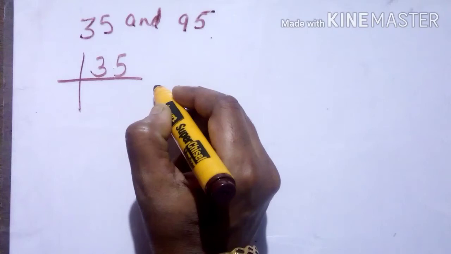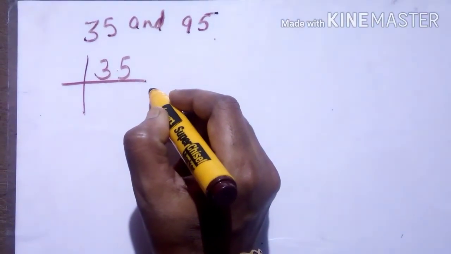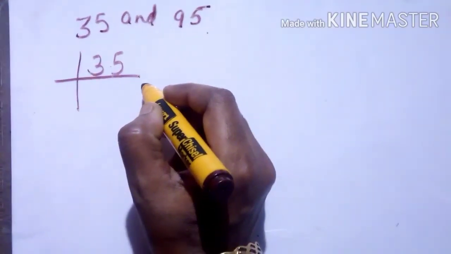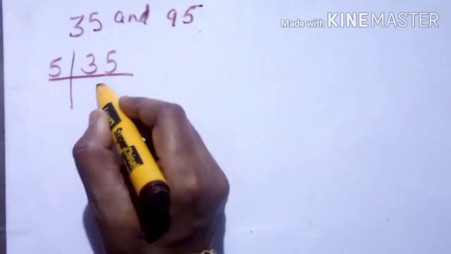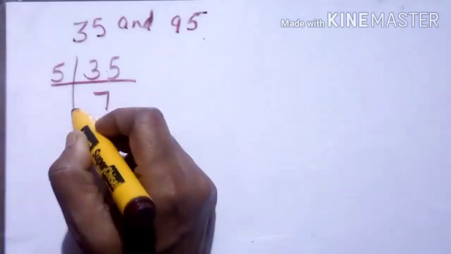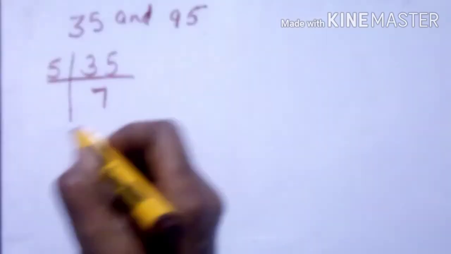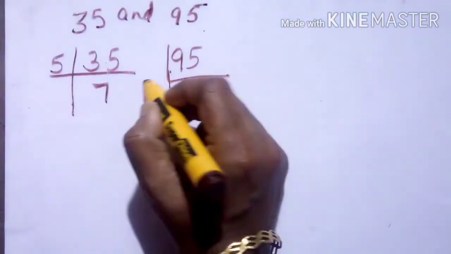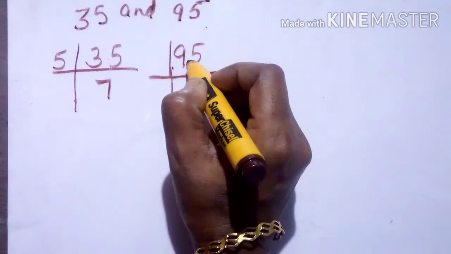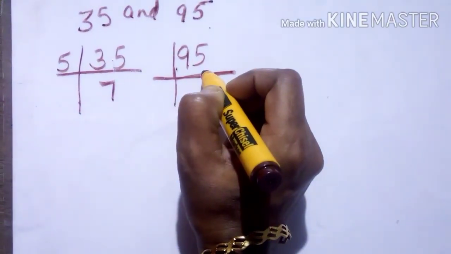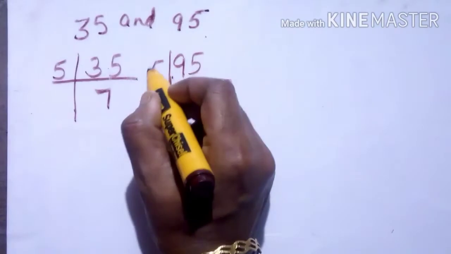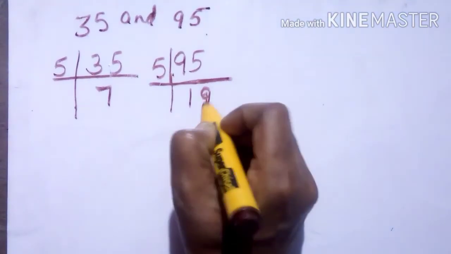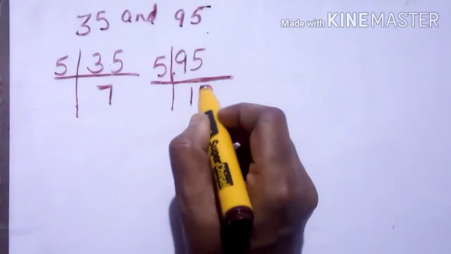In this, the prime common factor is 5. 5, 7 times 35. After this, no more factors. So next, find out the prime factorization of 95. So let us do this with 5. 5, 1 times 5, 5, 9 times 45, because 4 comes here. So 5, 9 times 45.